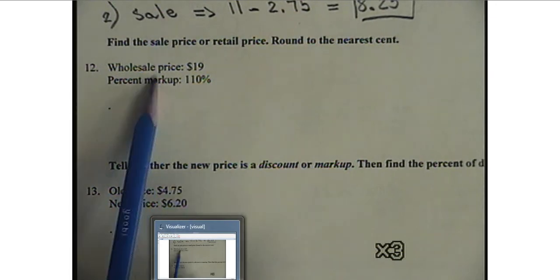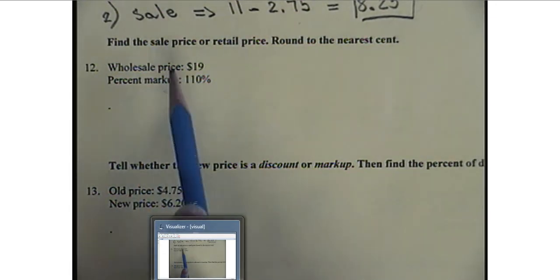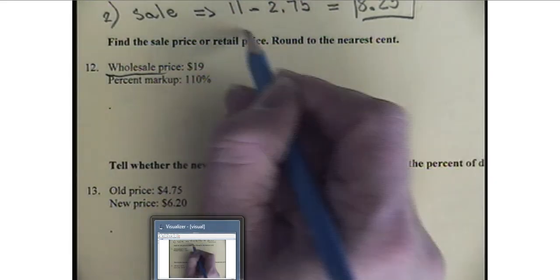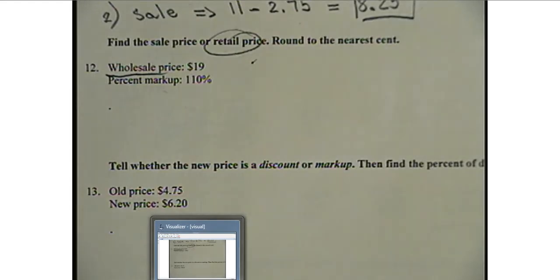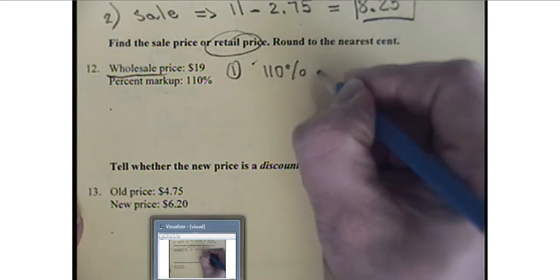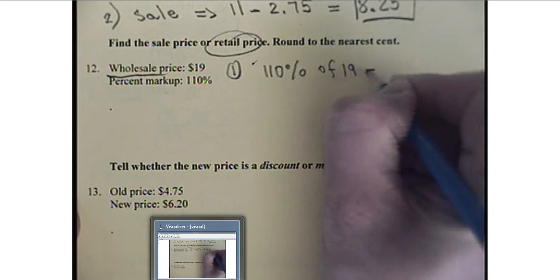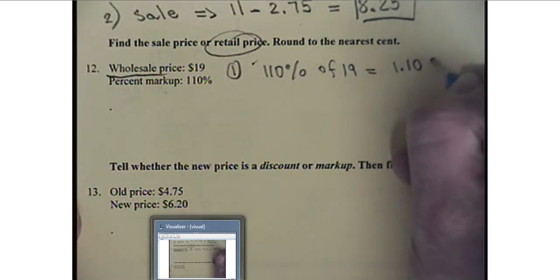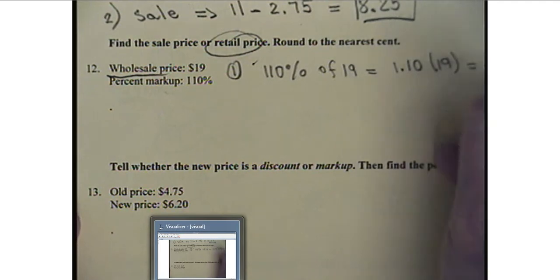Well, next example, we have a similar situation, but this time it asks which one of those two will be correct to find the sale price or retail price. Well, if you are given wholesale price, that is the keyword that tells you you have to use the retail formula here. So let's begin with step one. Step one, we have 110% of $19, which is 1.10 as a decimal number times 19. This gives us $22.61.